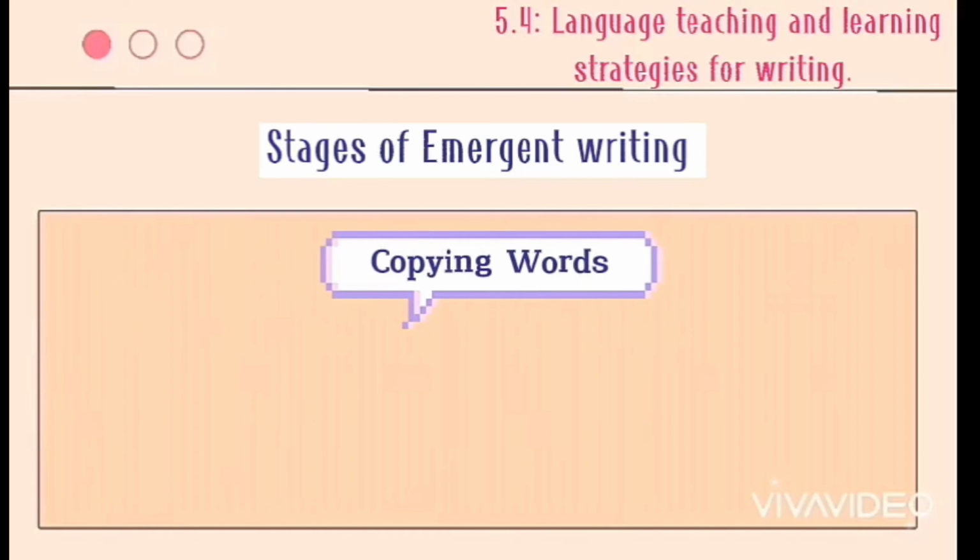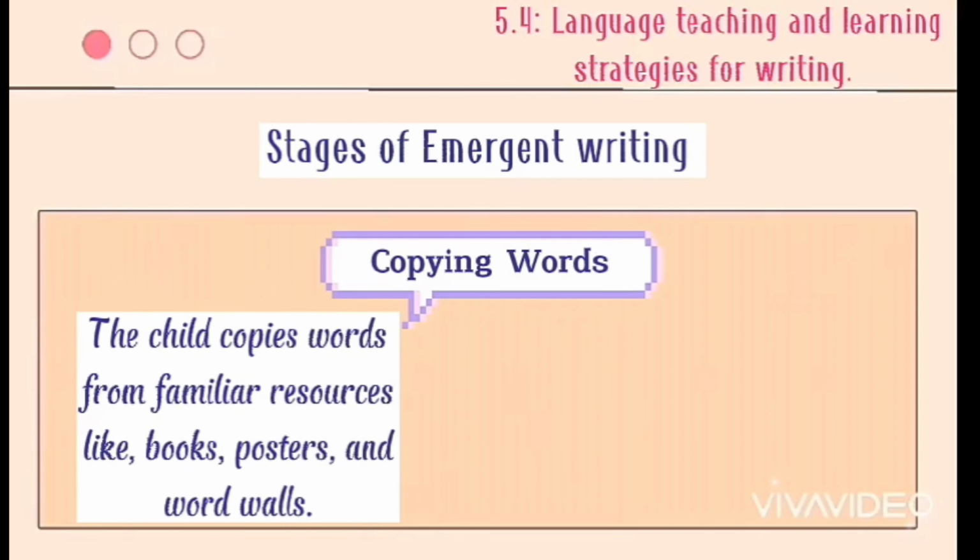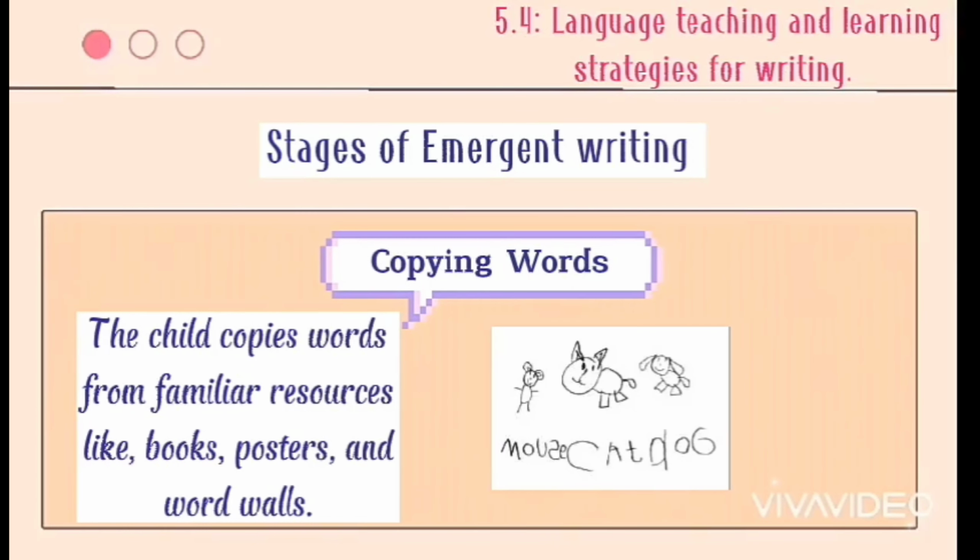Second is copying words. The child copies words from familiar resources like books, posters, and word walls. This picture is the example of copying words. The writing makes sense and shows knowledge of letter formation and the concept of words.